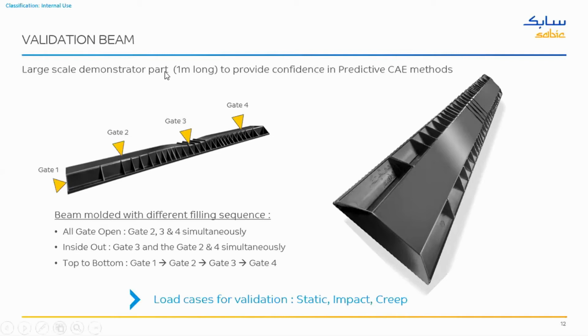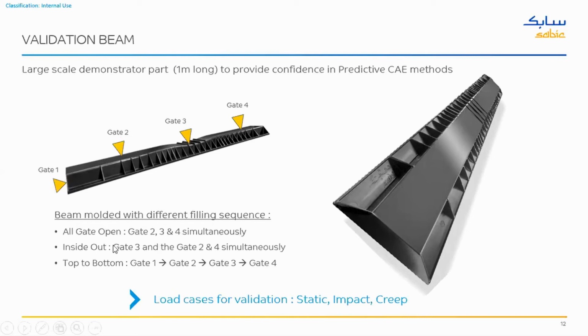This beam also has 4 gated systems, with the possibility to do different filling sequences. We have tried 3 filling sequences with this part. The first is the all-gate-open sequence, in which gates 2, 3 and 4 open at the same time. The second is inside-out, where you start filling from gate 3 and then subsequently open gates 2 and 4 when the flow front reaches those gates. The third is the top-to-bottom approach, where we start with gate 1 and subsequently open gate 2, gate 3 and gate 4 when the flow front reaches each individual gate.